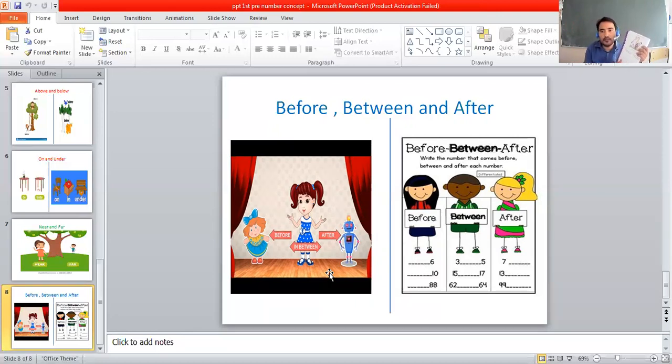You have to draw the sunrise and, okay, before sunrise and after sunrise you have to draw the pictures and send me to my personal WhatsApp number. Now go to the between concept.